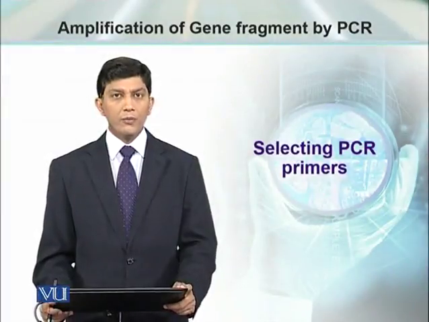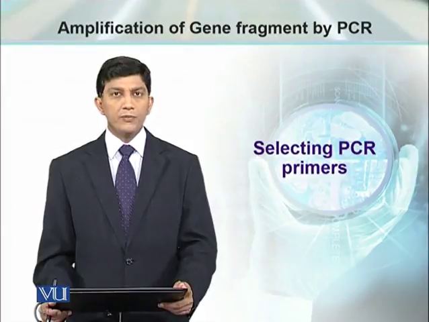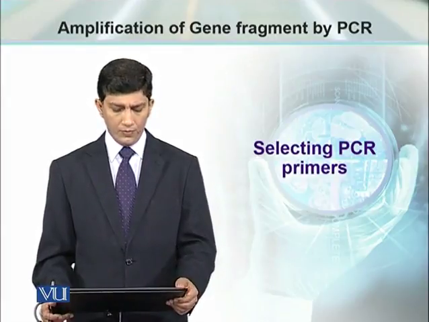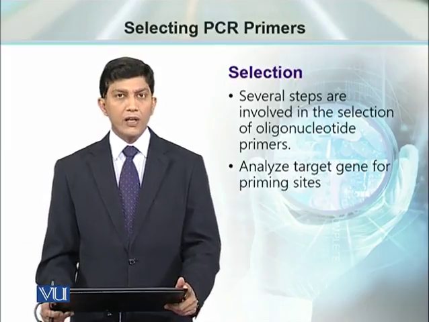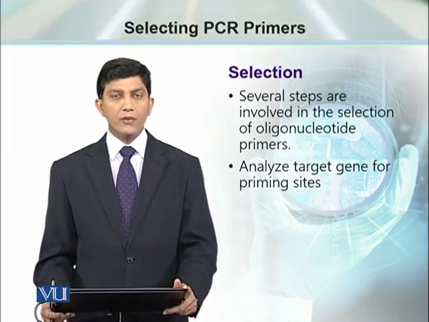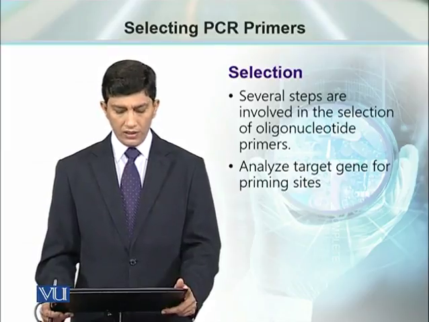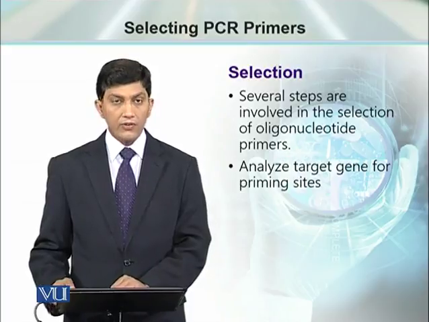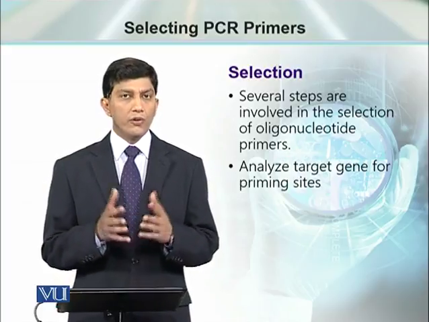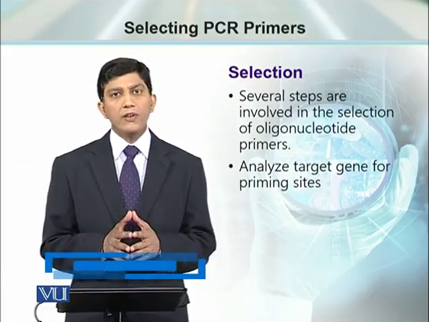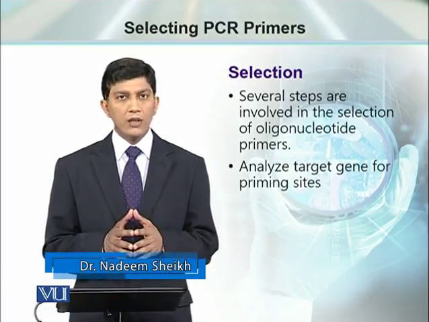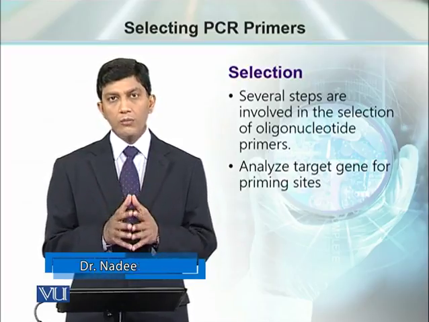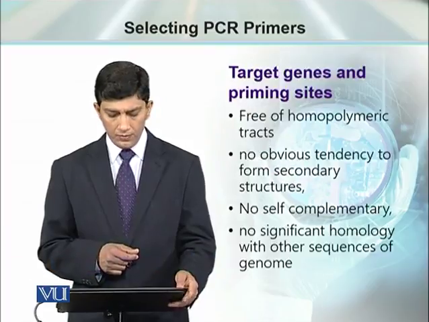Selection of primers, the oligonucleotide primers, is a key step for the success of PCR. Several steps are involved in selecting a primer which can be used for any PCR reaction. The first step is the analysis of the target gene for which we are going to do amplification or design a primer. We have to analyze the priming sites where we can prime or attach the primer.